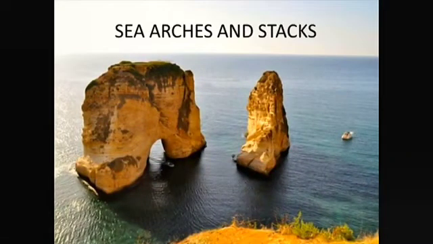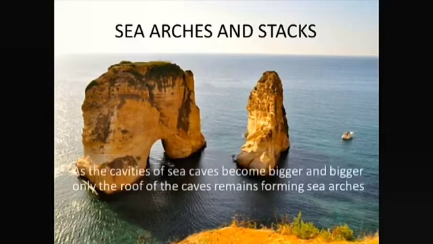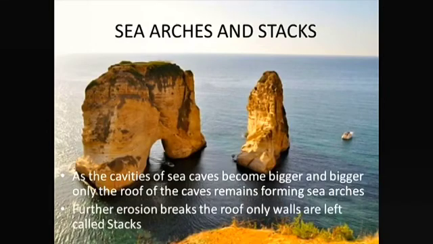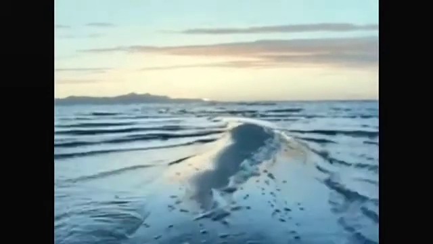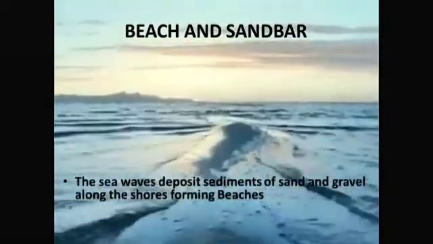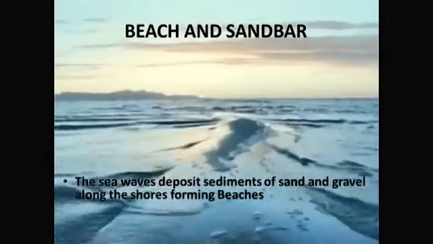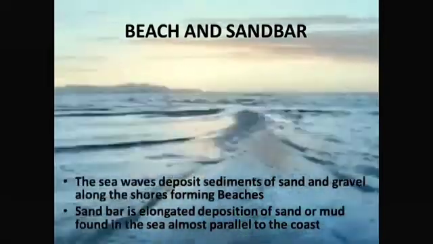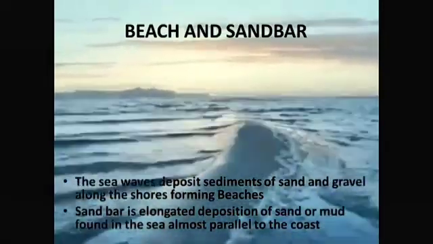Next is sea arches and stacks. As the cavities of sea caves become bigger and bigger, only the roof of the cave remains, thus forming sea arches. Further erosion breaks the roof and only walls are left. These wall-like structures are called stacks. Beaches and sandbar. The sea waves deposit sediment of sand and gravel along the shores forming beaches. Sandbar is elongated deposition of sand or mud found in the sea almost parallel to the coast.